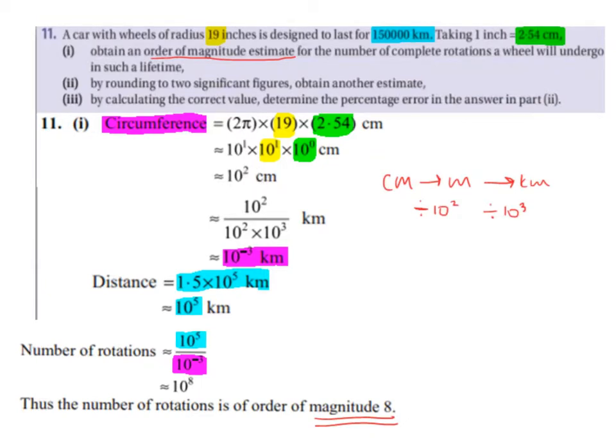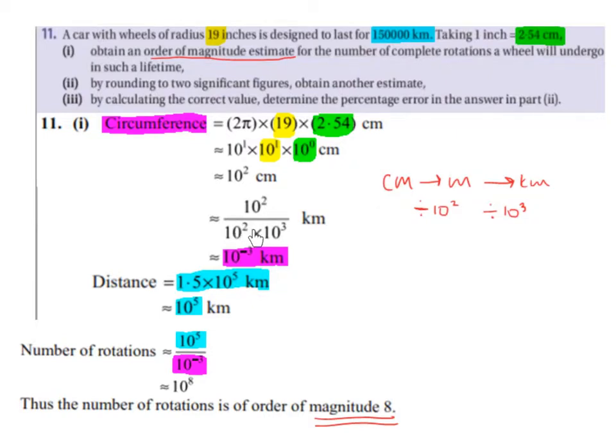But remember, we're interested in kilometers. And to change centimeters to meters, we divide by 10 squared, which is 100. And then to change meters to kilometers, we divide by 10 cubed, which is 1,000. So we're going to divide that 10 squared by 10 squared multiplied by 10 cubed. Again, the 10 squared representing the centimeters changing to meters, and the 10 cubed representing the meters changing to kilometers.